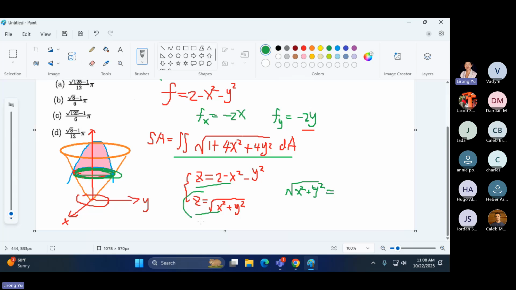So setting these equations equal, because that's how you determine the intersection between two surfaces, this is 2 minus x squared minus y squared. You can write it as x squared plus y squared. So this is actually the same as this. Kind of write it that way. So why am I doing this? Because I realized I've got to calculate a radius.